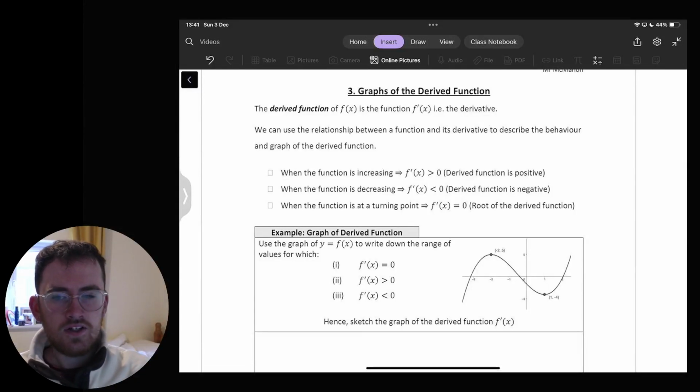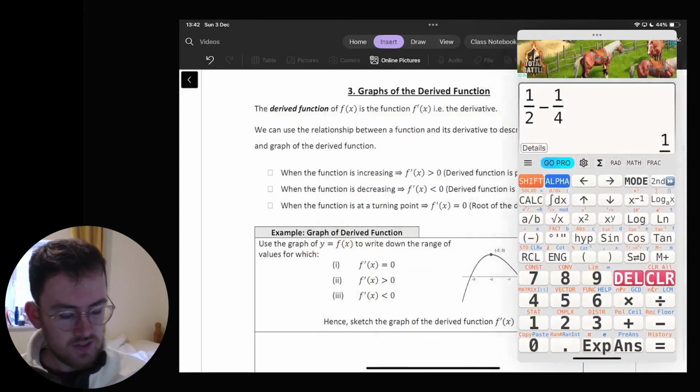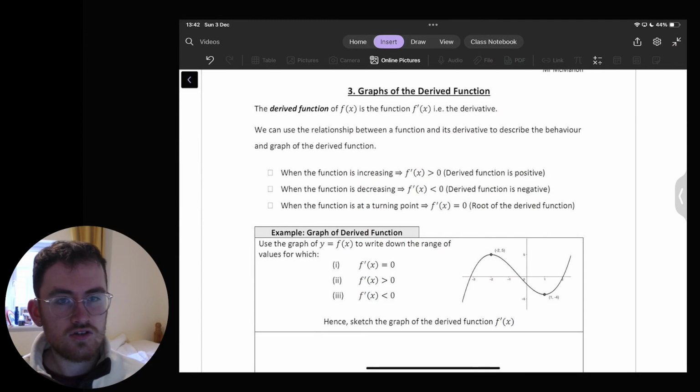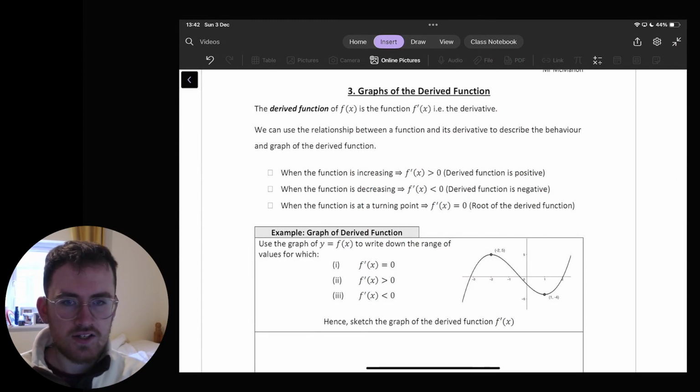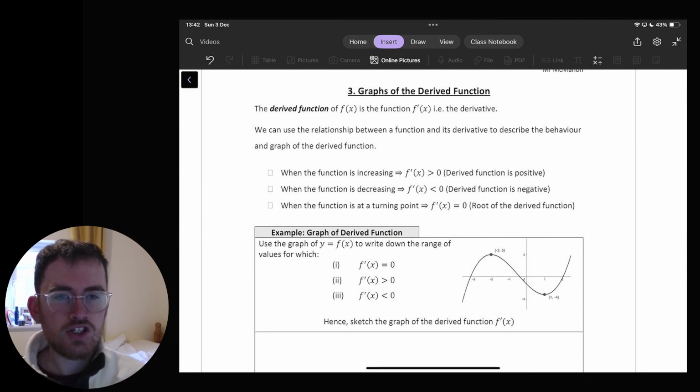Okay, so quick enough video hopefully on graphs of the derived function. What we mean by the derived function is the function of the derivative of a function. So the derived function is the function f dash x for a function f of x, so the derivative. And we can use the relationship between a function and its derivative to describe what the graph of the derivative would look like.